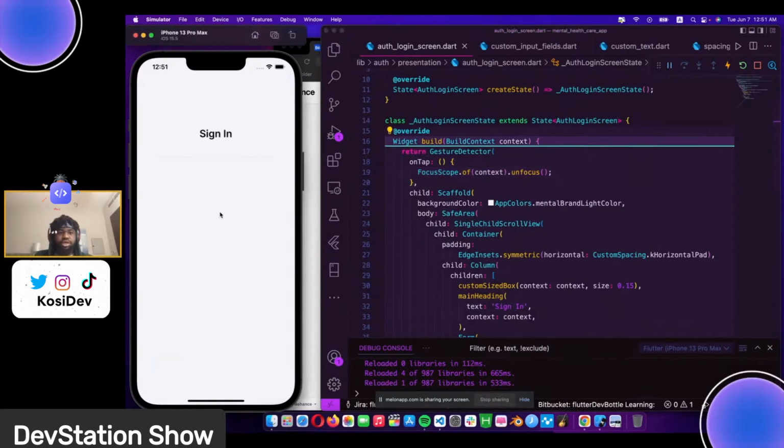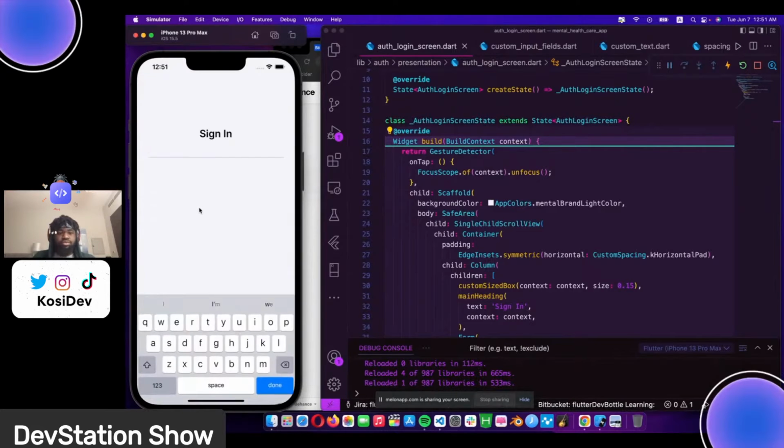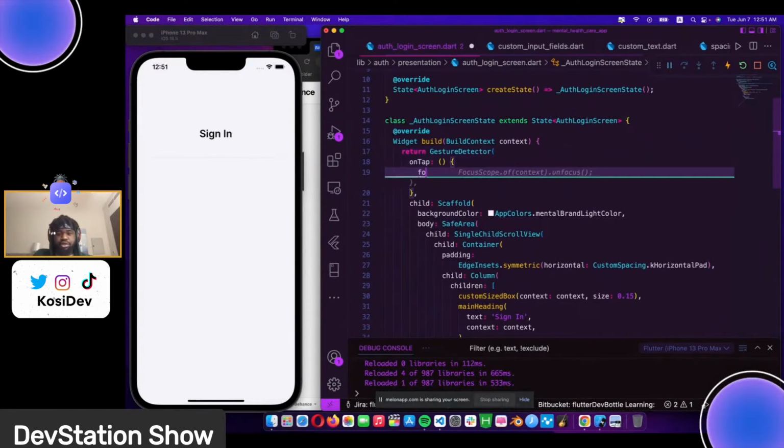So let's try this again. So that's working. We can actually check the kind of focus we have in there before moving there.